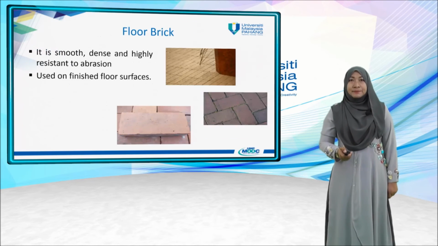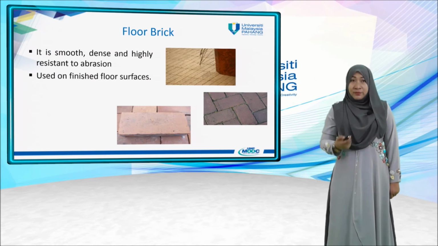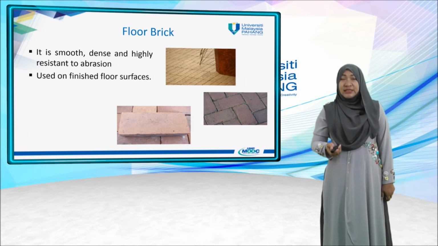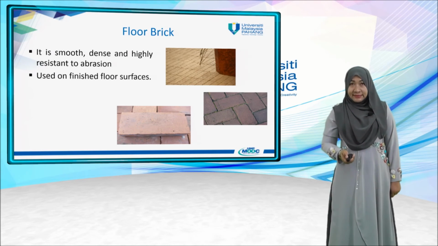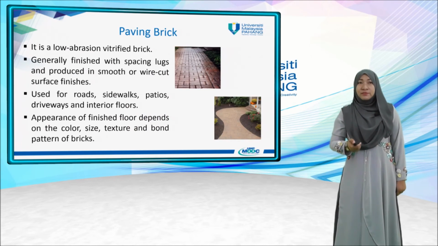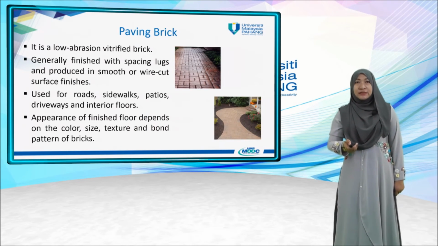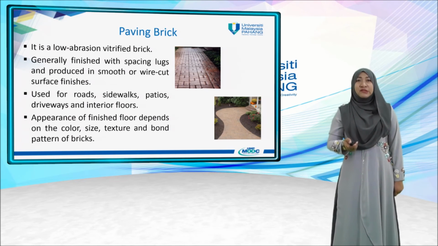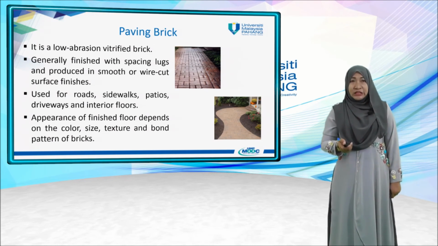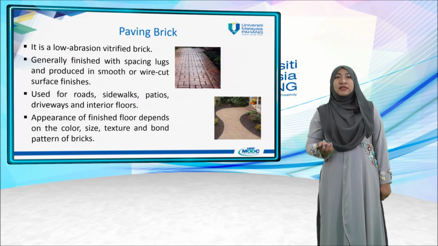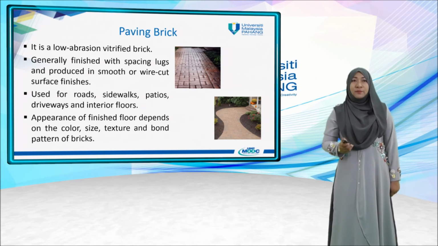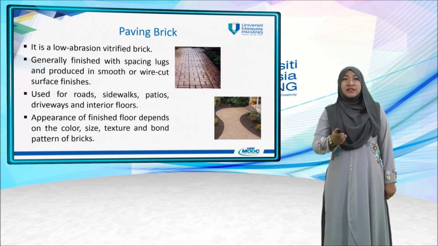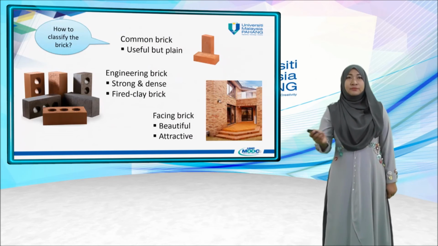So this is the floor brick. Floor brick is smooth, dense and highly resistant to abrasion, used on finished floor surfaces. And then the last one is paving brick. It is a low abrasion vitric brick, generally finished with spacing lugs and produced in smooth or wire cut surface finish, used for roads, sidewalks, patios, driveways and interior floors. The appearance of a finished floor depends on the color, size, texture and bond pattern of the brick.